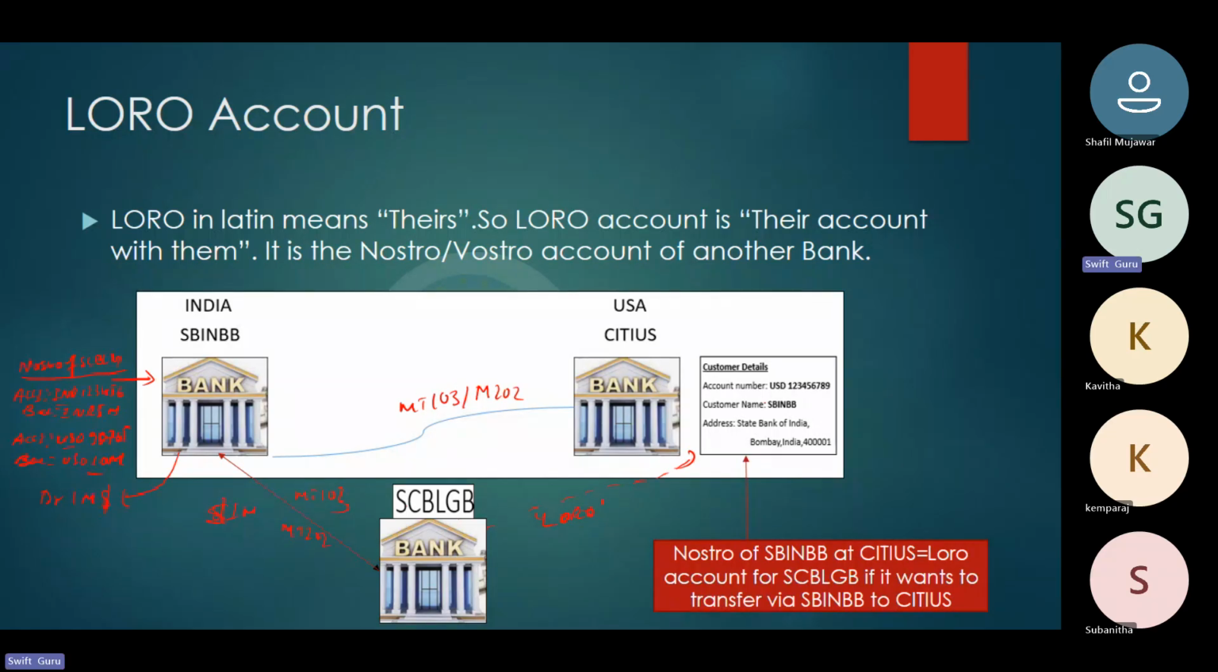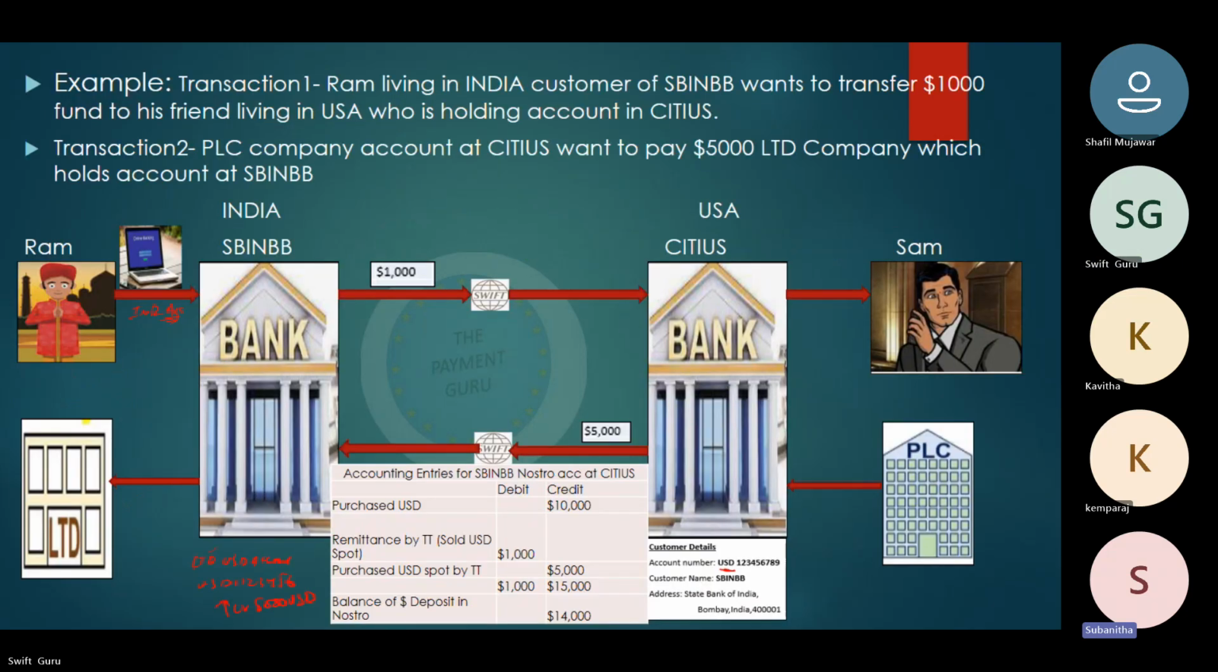Now, what happens in this is, let's take an example. Standard Chartered Bank Great Britain is there, right? I have a query. There can be multiple Nostro accounts for the same bank, right? For different currencies. Yes, that's correct.